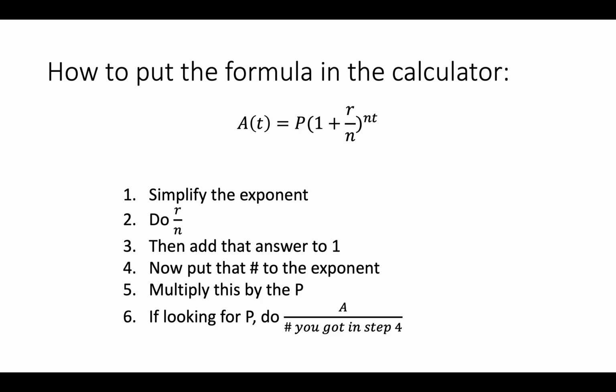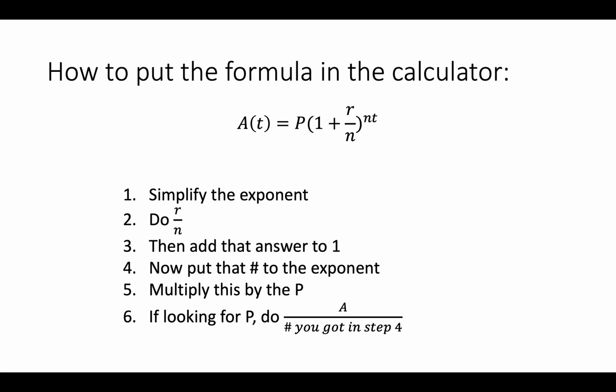And then what I'm going to do is, because the formula says plus 1, I'm going to add that answer to 1. Then after that, now I'm probably going to get 1 point something. Now I'm going to put that number to the exponent. So whatever I simplified, I'm going to do that 1 point whatever, and then hit that little caret symbol, and then put it to whatever that exponent simplified is. Now I'm going to hit enter, and I'm going to get whatever number.